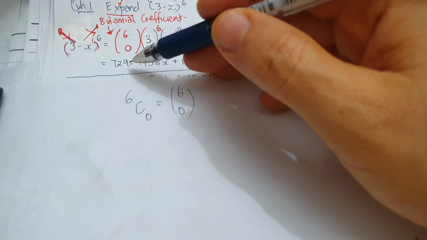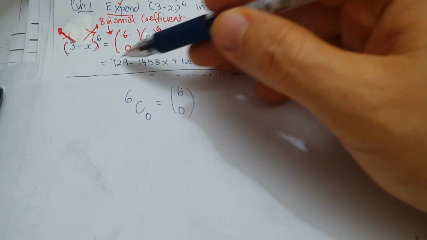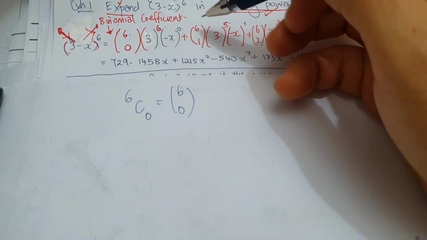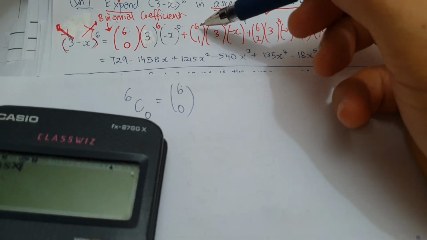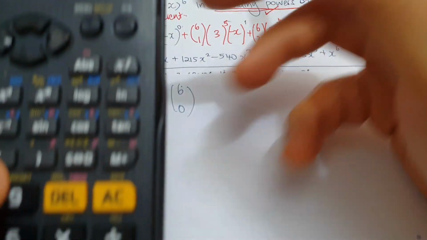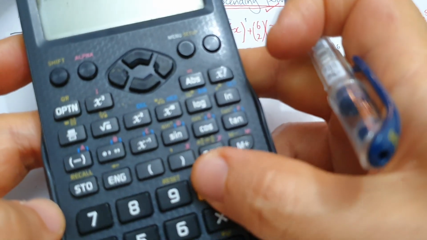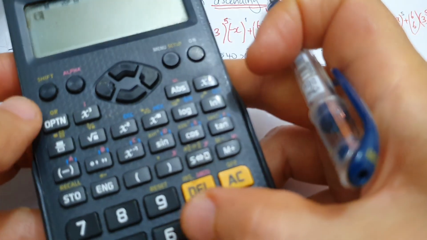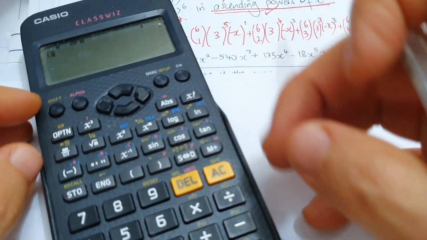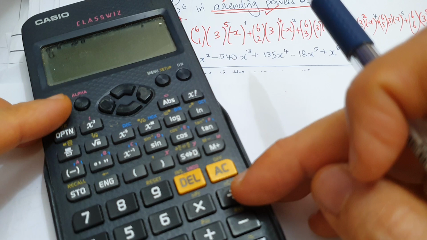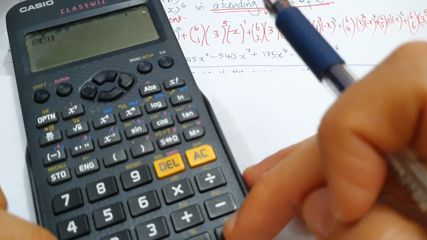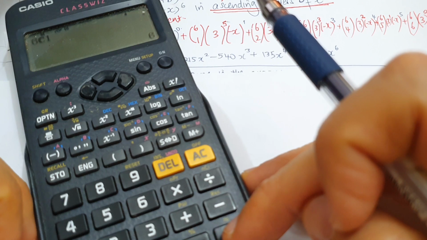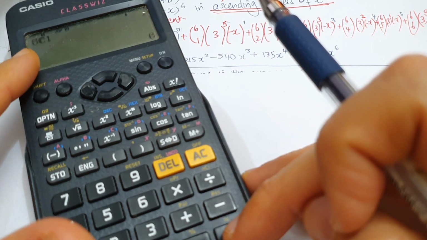Can you try pressing? If you can't get this particular answer, you PM me, I will teach you how to do it. Now same thing here, 6 choose 1. It's the same old story. 6, then you press the shift key to activate the yellow button, and then you go to 1, and then you get 6. Anything choose 1 is that number itself.